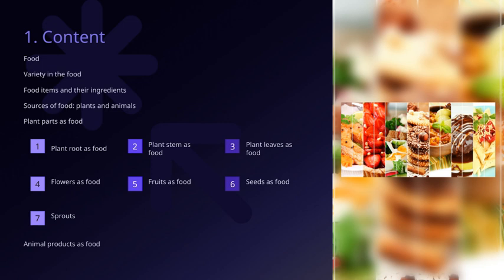So, in summary, food is incredibly diverse, coming from different parts of plants and animals, each contributing unique flavors, nutrients, and textures to our diets. Understanding these sources helps us appreciate the richness and variety in the food we eat every day.